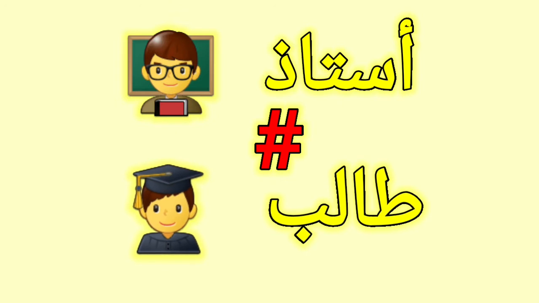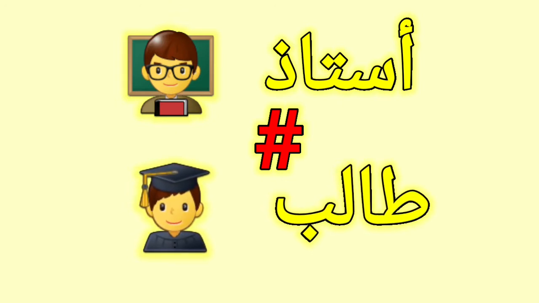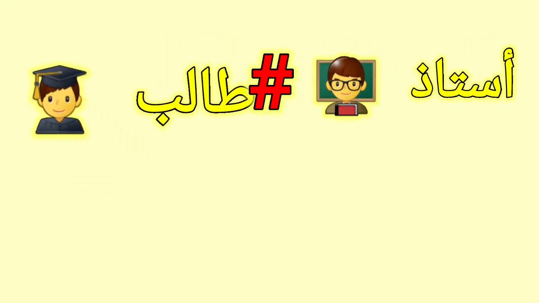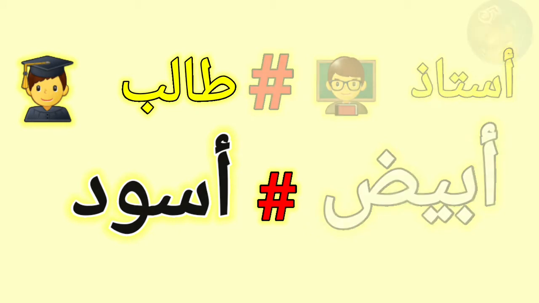So now we know that أستاذ is teacher. We talked about it earlier. And now you know also that طالب is student. It's a very strong way of learning, as I'm always telling you, studying the opposites. So طالب and أستاذ, teacher and student. For example, أبيض أسود, black and white, tall and short, and so on. This is how you make your mind remember later.